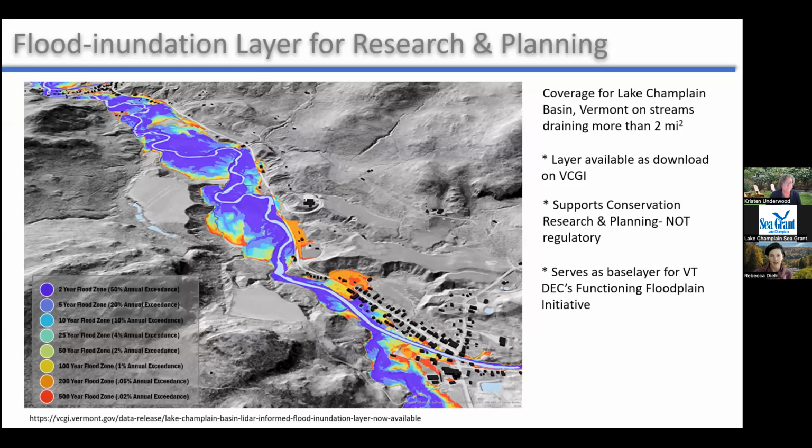And because of that, we want to make it clear, and there's documentation within the data release on VCGI about this, that these are developed to support conservation research and planning, such as what we're showing here for the Functioning Floodplain Initiative, as well as other applications, but they're not regulatory, right? They're not meant to replace a FEMA map. And as Kristen showed, they are serving as a base layer for a variety of different functions within the Functioning Floodplain Initiative, as well as serving as some really important information in terms of phosphorus deposition estimates, which I'll go into here in a minute.